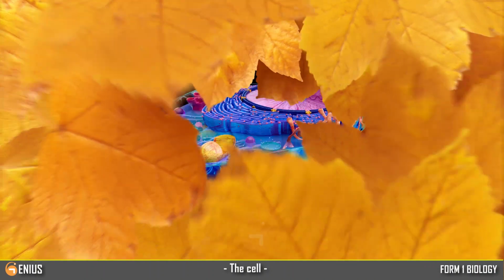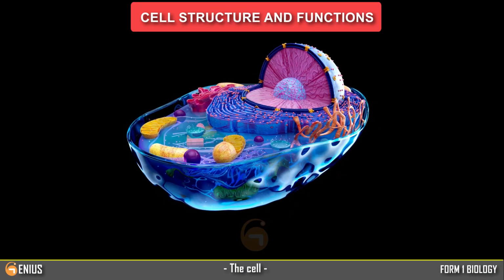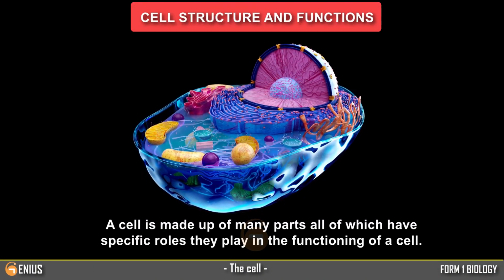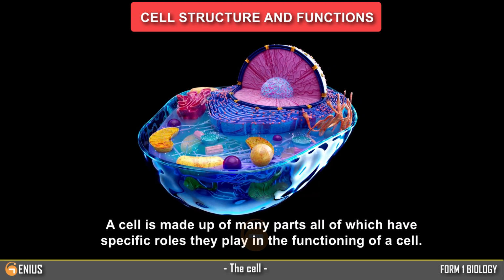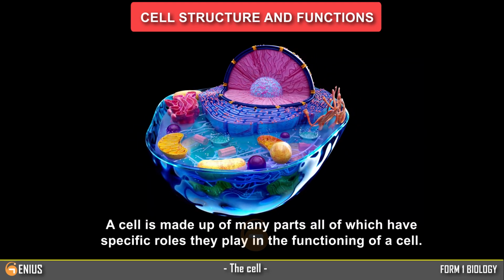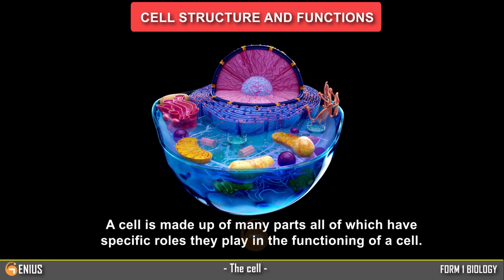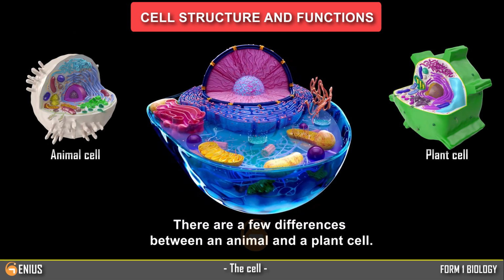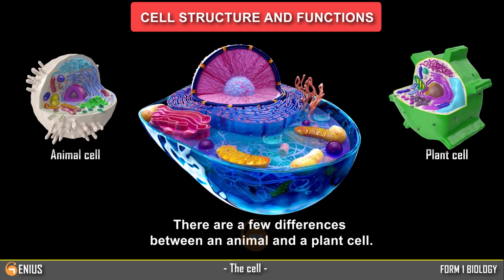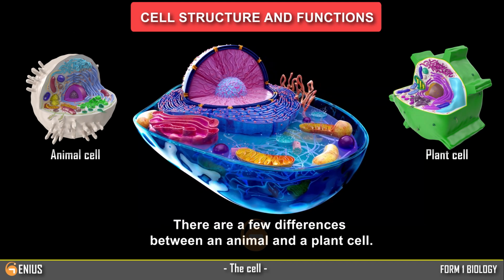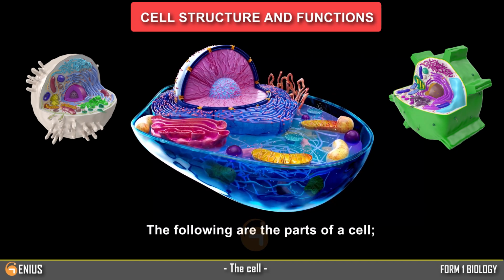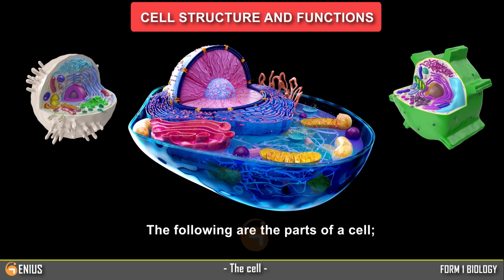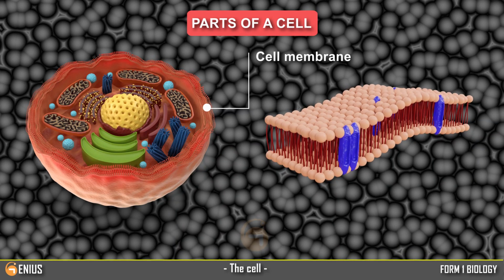Cell structure. A cell is made up of many parts, all of which have specific roles they play in the functioning of a cell. There are a few differences between an animal and a plant cell. The following are the parts of a cell. Cell membrane.